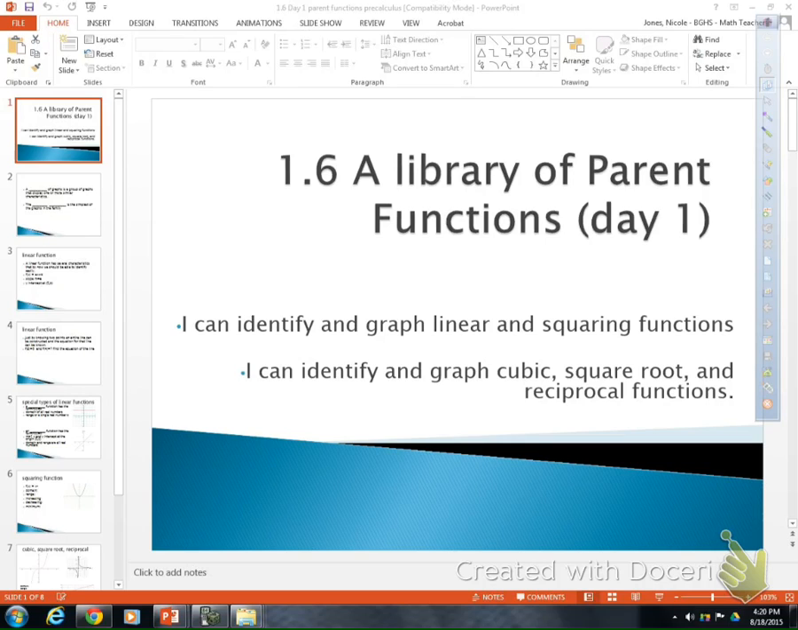Today we are covering section 1.6, a library of parent functions, day 1. We will be able to identify and graph linear and squaring functions and identify and graph cubic, square root, and reciprocal functions. But first we need to cover a few definitions, so go ahead and flip to page 2.